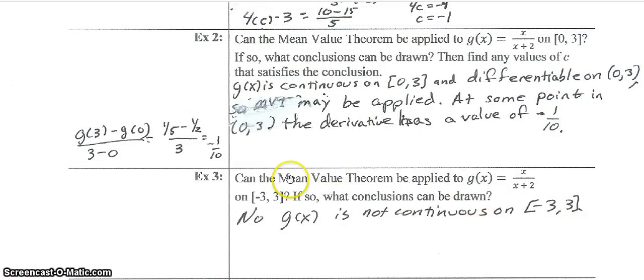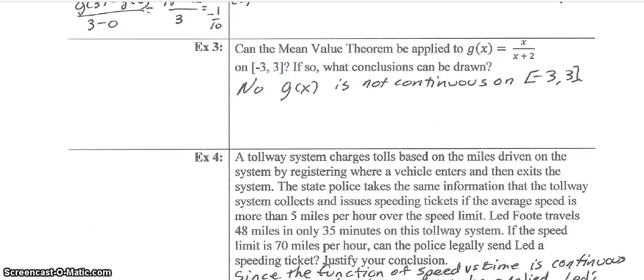There we go. How about the third one? Same function, change the interval a little bit, negative 3 to 3. Oh, wait a minute. The excluded value of x equal to negative 2 is in the interval. The function's not continuous. Forget it, we're done. Don't even go any further. There may be one, but we can't guarantee anything. So we just say it doesn't apply and move on.